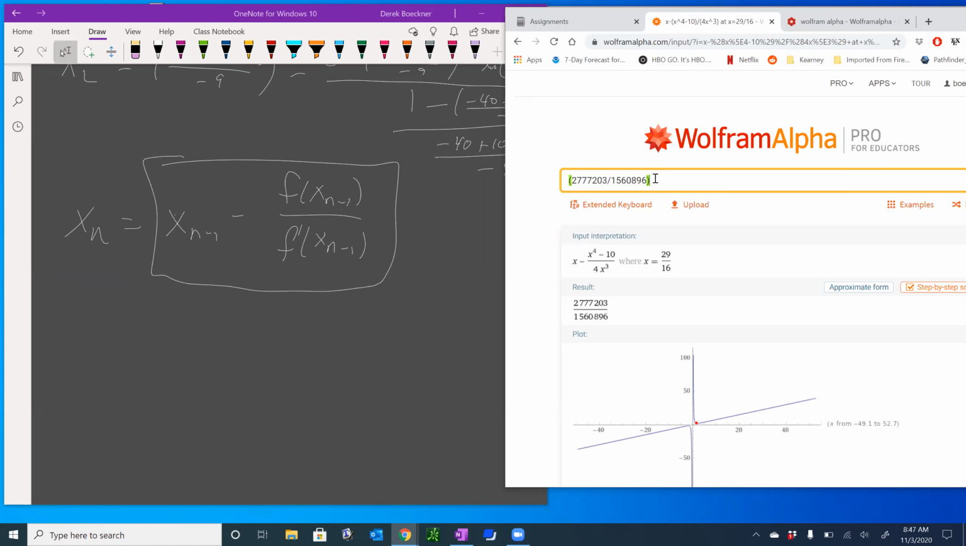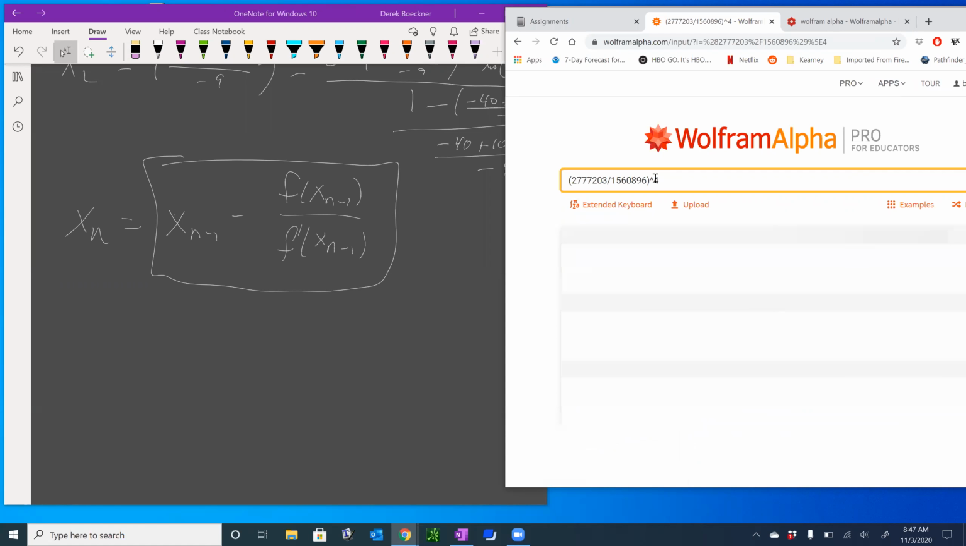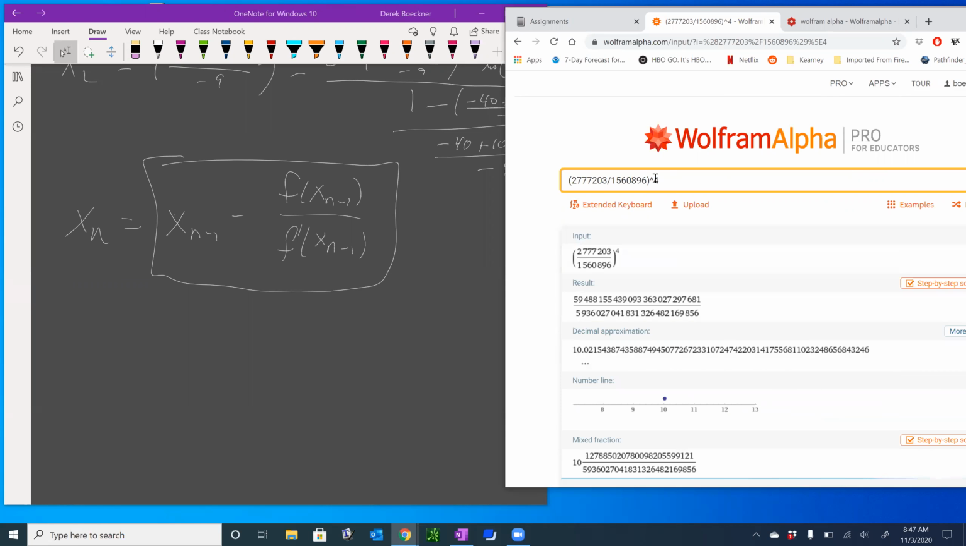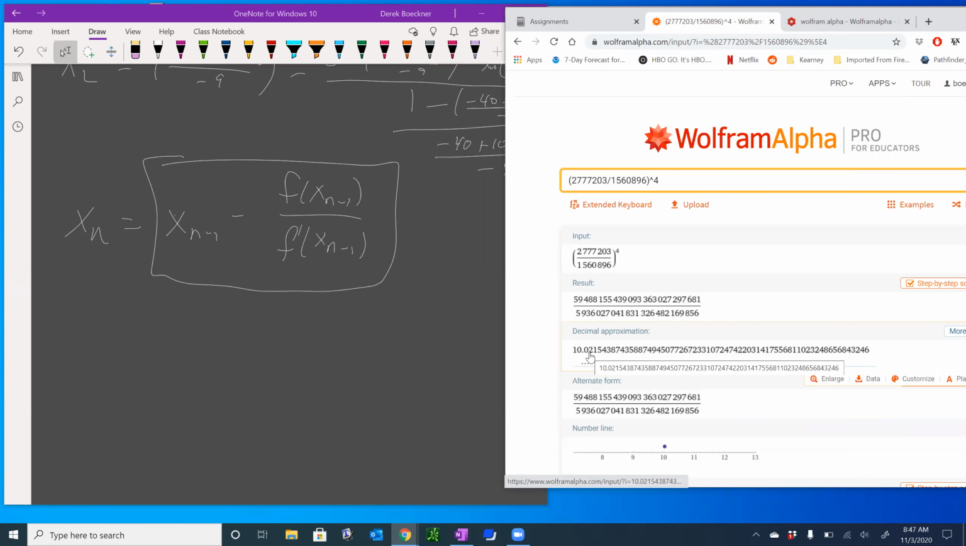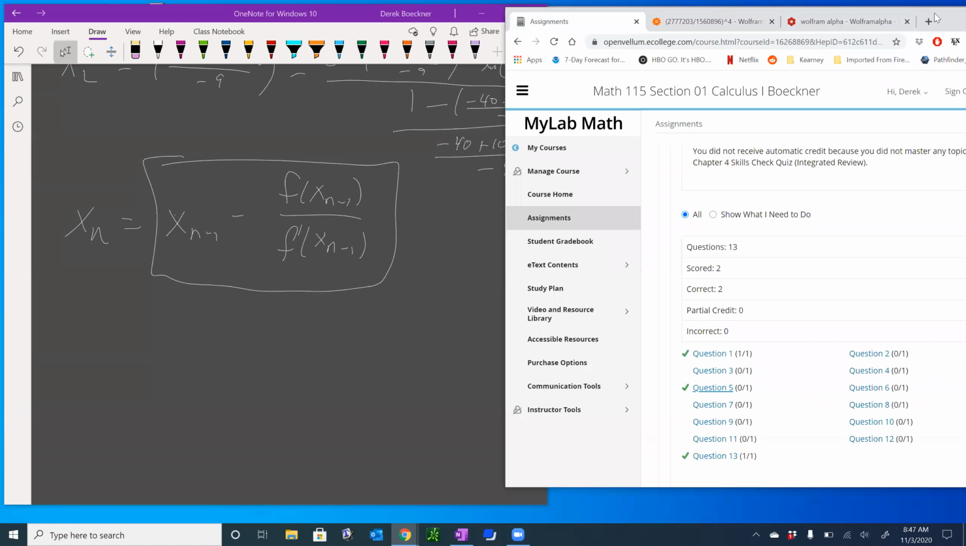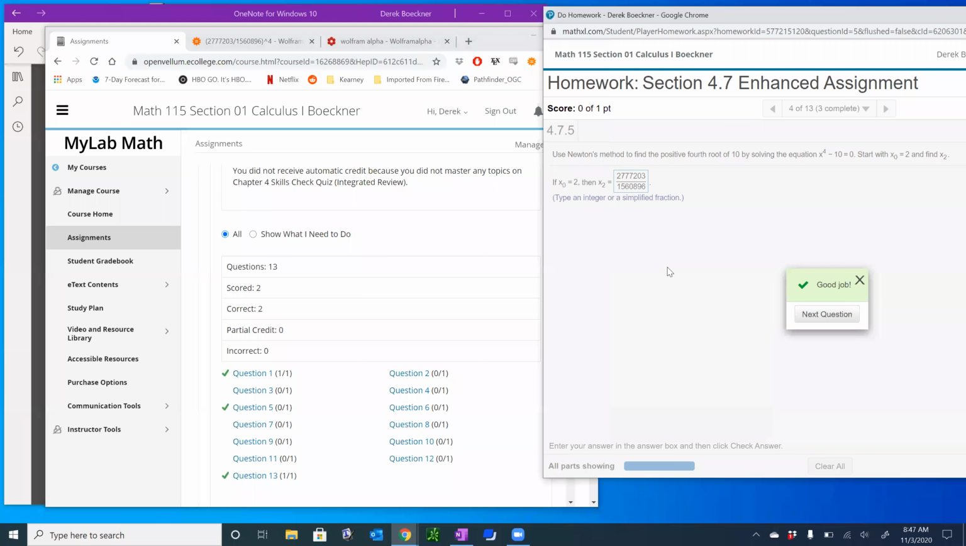We'll raise that to the 4th power. And it's pretty good. It's good to 2 decimal places. Yeah, because a solution to this expression would be a 4th root of 10. There'd be a negative 4th root too, but you just put a negative sign on this fraction.